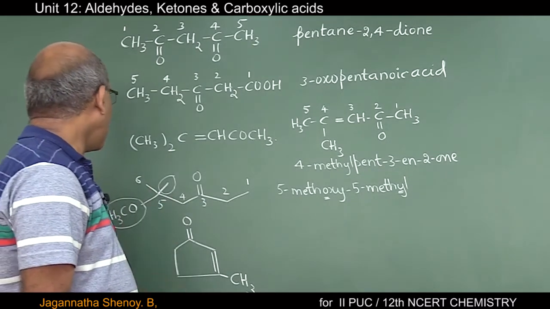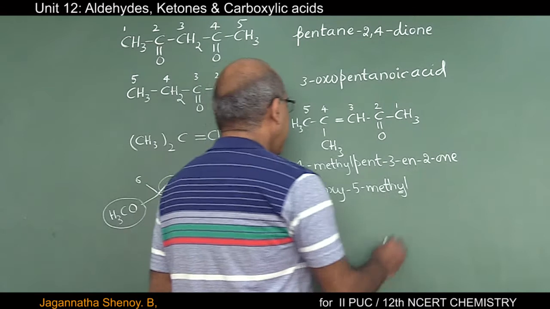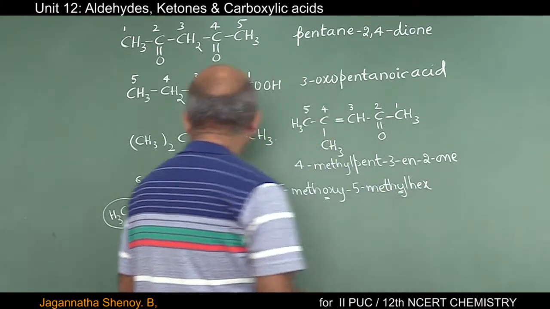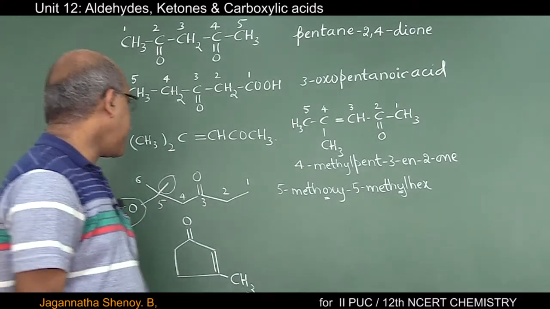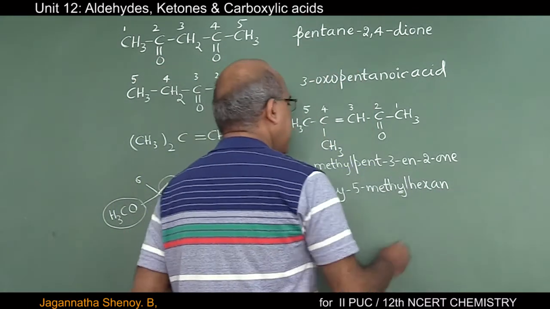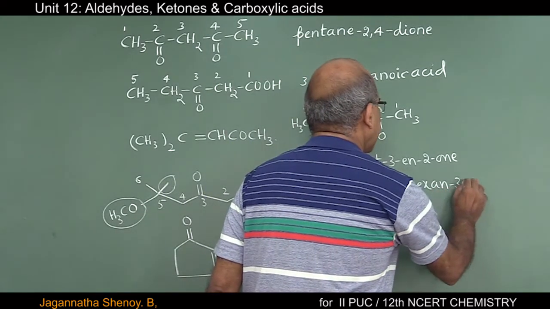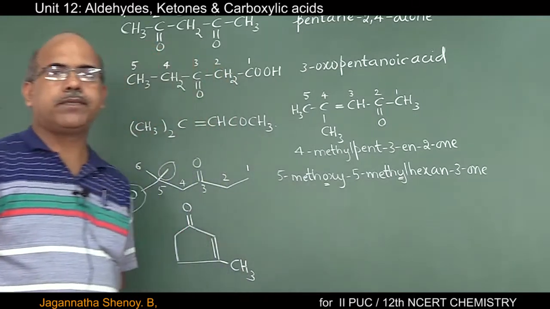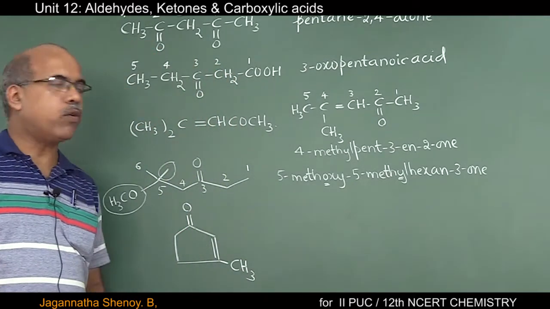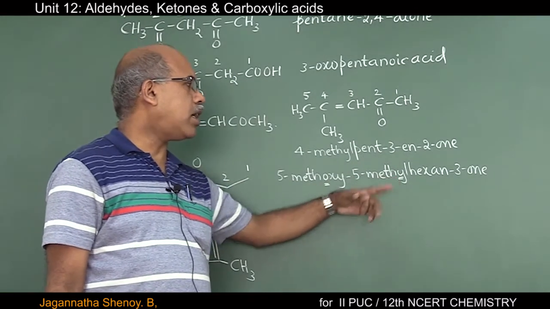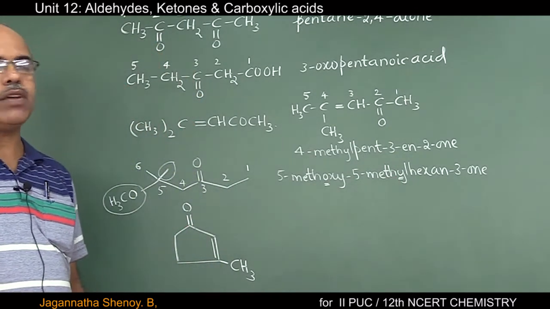Then I'll go to the total number of carbon atoms. So 6 carbon atoms, hex. All of them are connected by single bond, hexane. And the 3rd carbon atom will be in ketonic functional group. That's why it has to be 3-one. So it's a 5-methoxy-5-methylhexan-3-one.